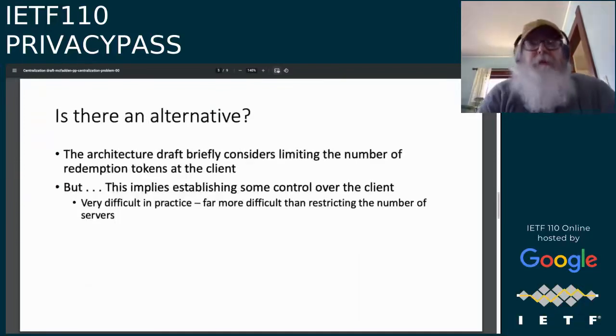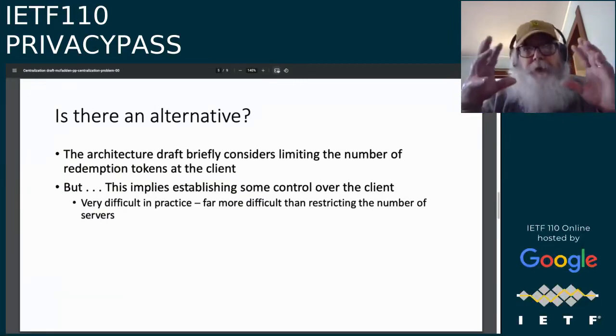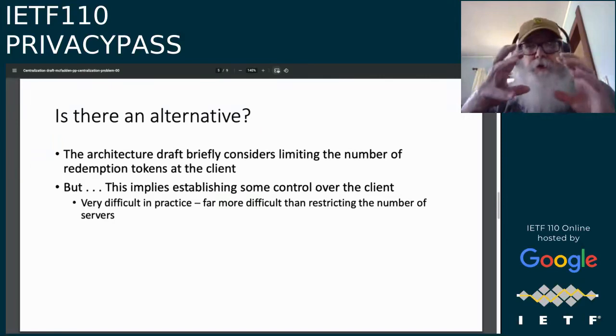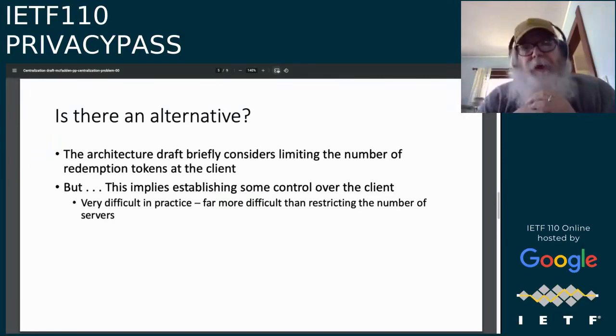So that's a fundamental problem from a centralization point of view, in that if we limit very drastically the number of servers that can provide tokens, then we have a problem where the control of the issuer, the control of the issuance, is really centralized in a very, very small number of organizations that would run those issuing servers. And so the natural thing is to wonder whether or not there's an alternative.